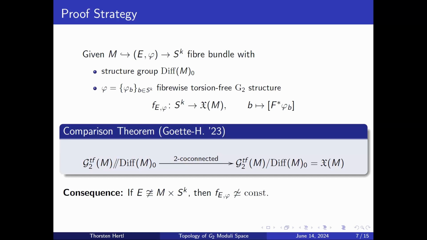So the upshot is, to construct this example from the previous slide, what we need to do is the following: we need to come up with an interesting fiber bundle that has a fiber-wise torsion-free G2 structure on it. And this is what we want to do.